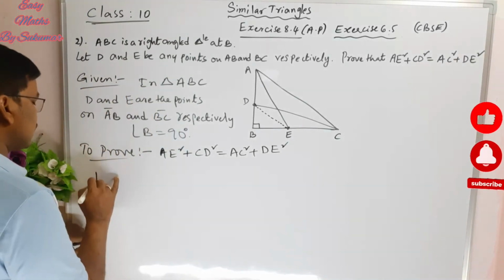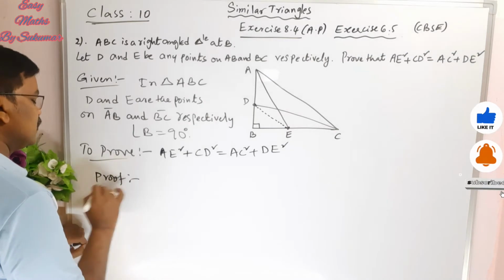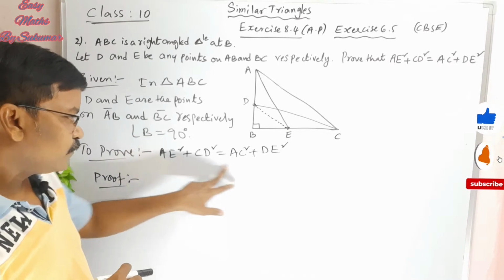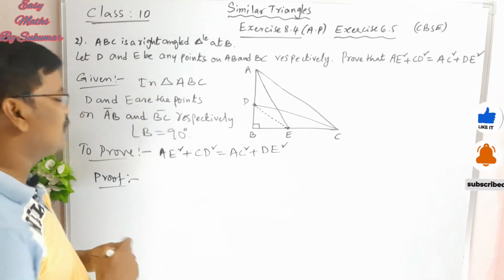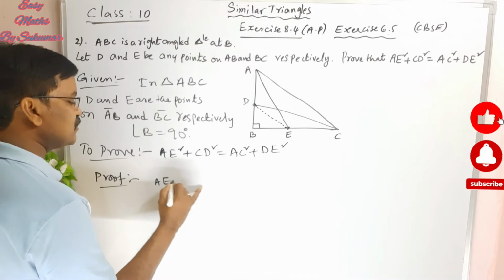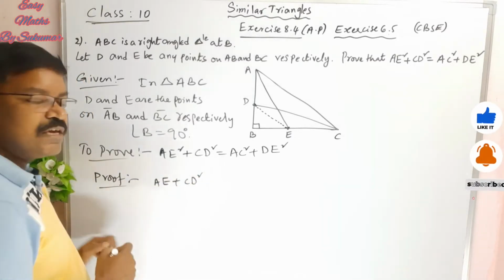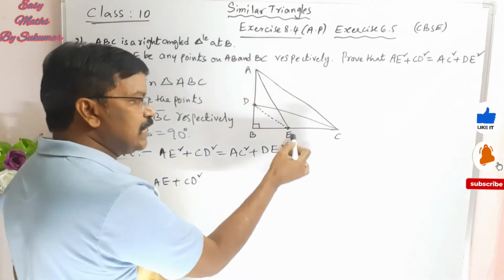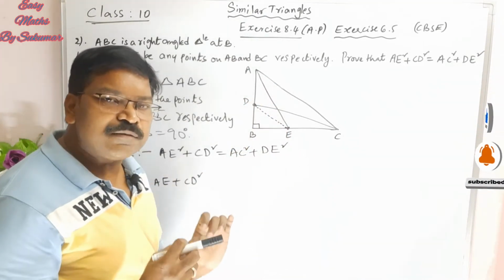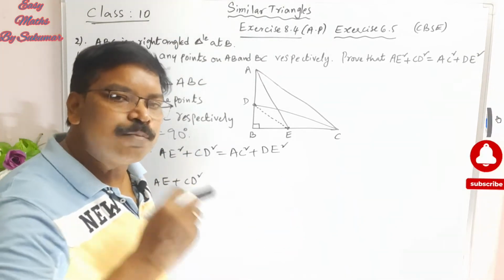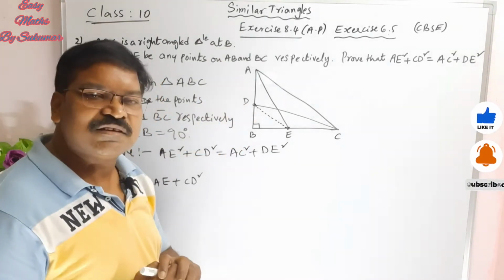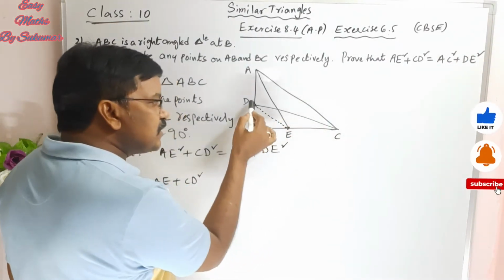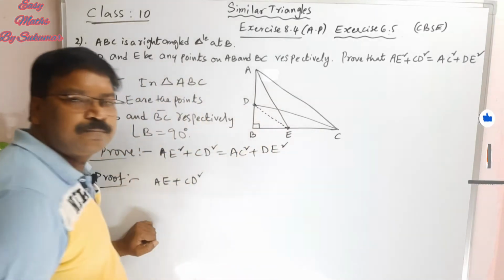Look here. Coming to the proof, just observe what is to be proved and observe the LHS here. AE square plus CD square. AE square means, AE is the what? Hypotenuse of triangle ABE, and CD is the hypotenuse of triangle DBC.